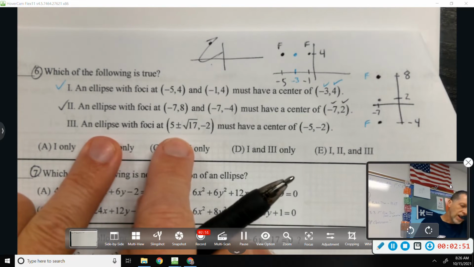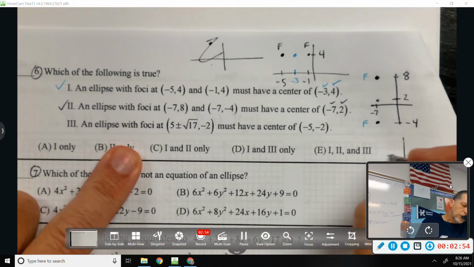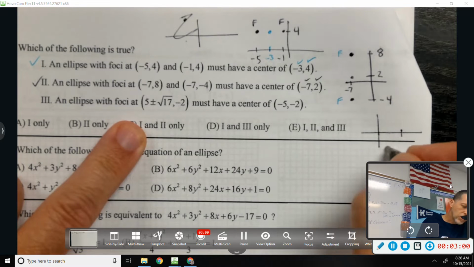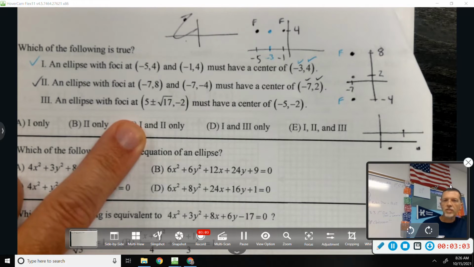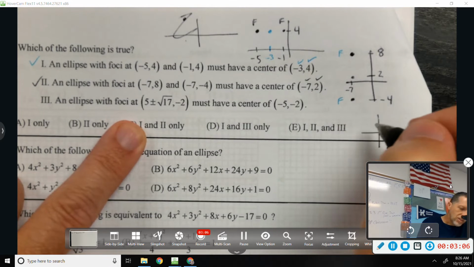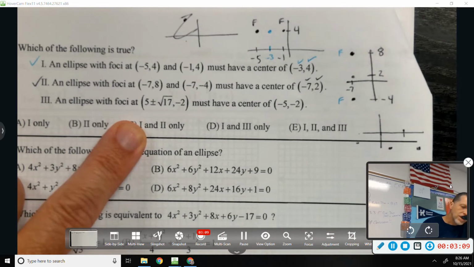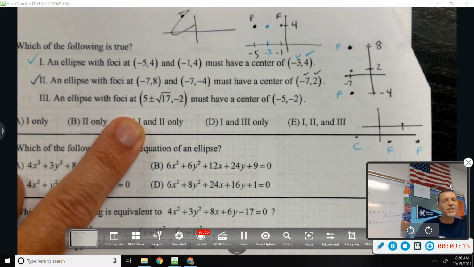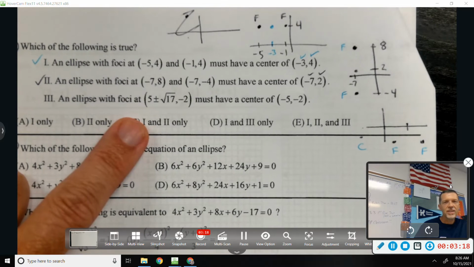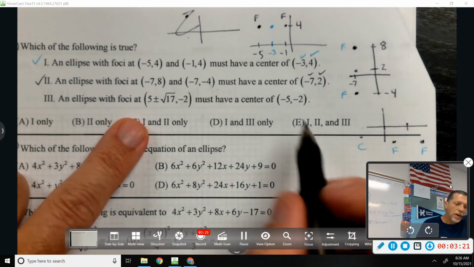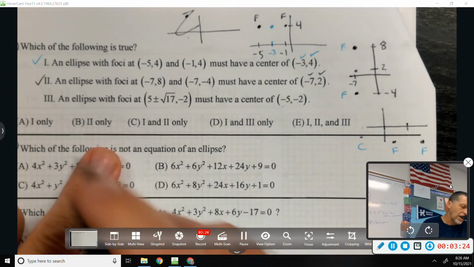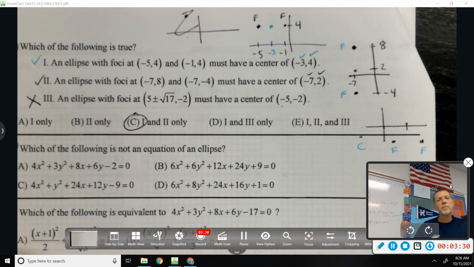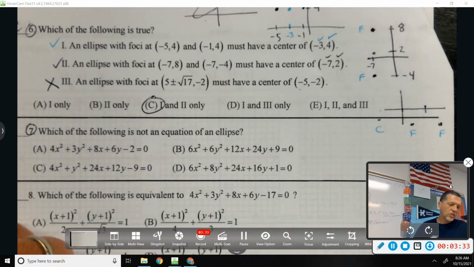An ellipse with foci at, this one's going to be a little tricky maybe, 5 plus or minus square root of 17, -2. So plus or minus square root of 17. Must have a center at -5, -2. Foci, center? I don't think so. If it had been a +5, or this one was a -5, then yes. But right now, that's a no. That's definitely not right. So yes, answer choice C. 1 and 2 are true.